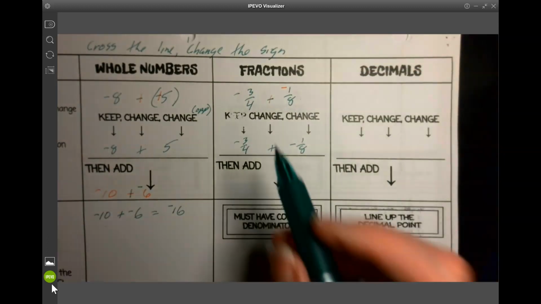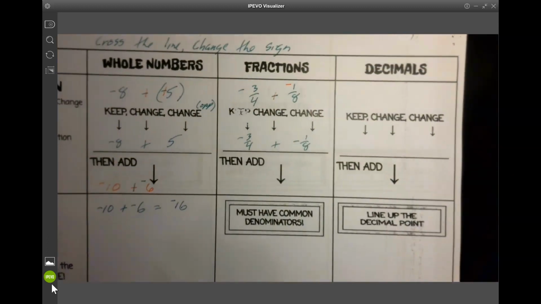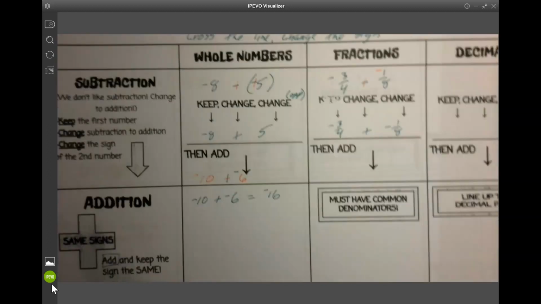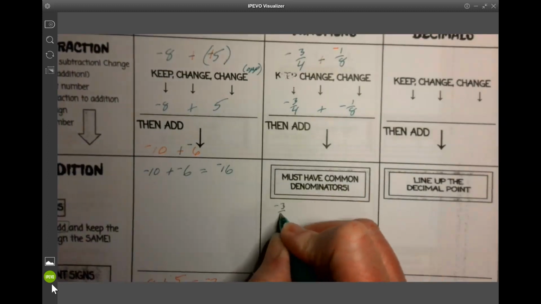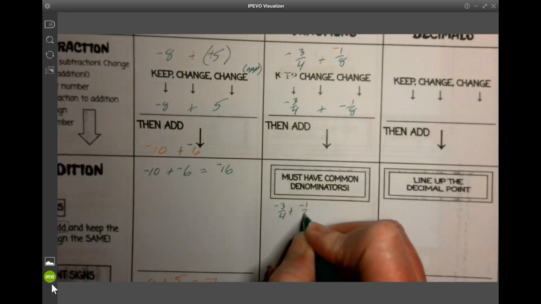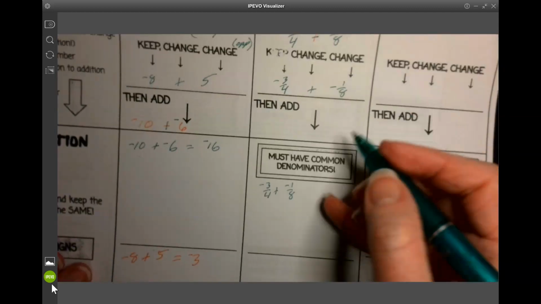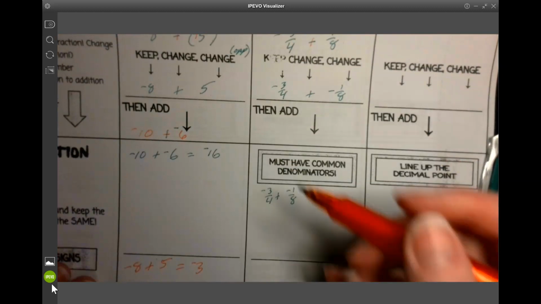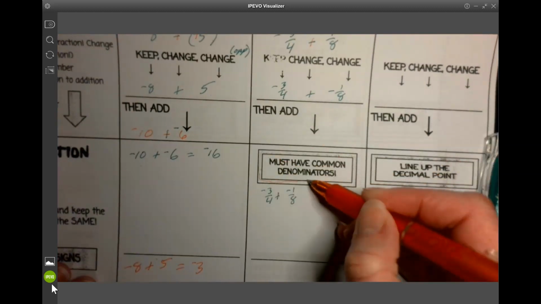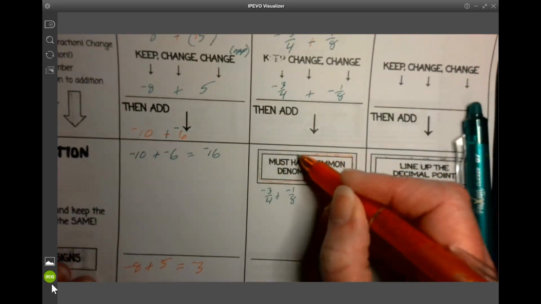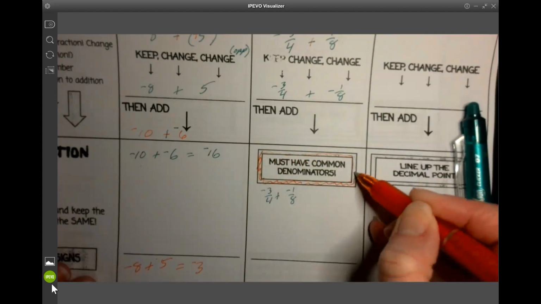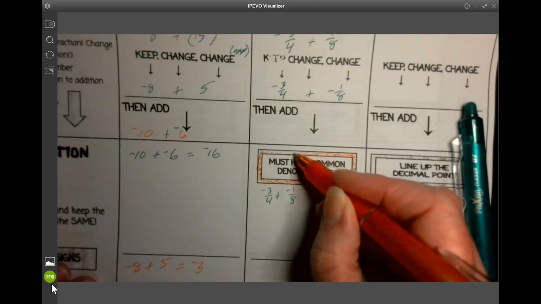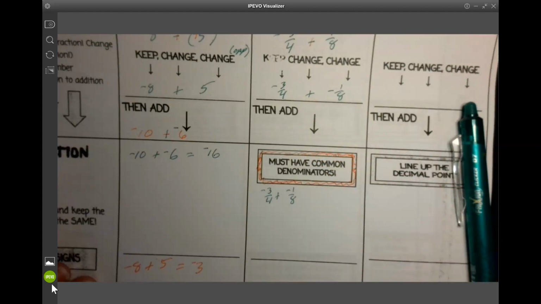Okay, so if I cross the line and change the sign, my signs are the same. So I come down here to where it says signs are the same. So I go negative 3/4 plus negative 1/8. Now, this is super important right here, okay? Must have a common denominator.